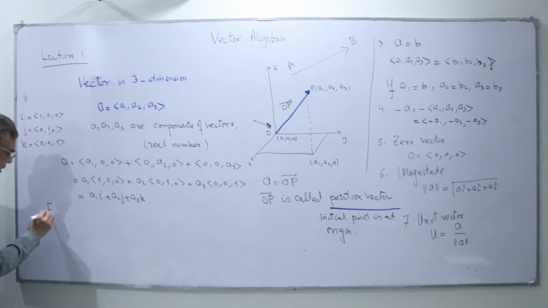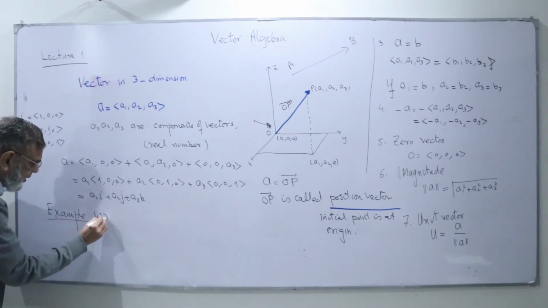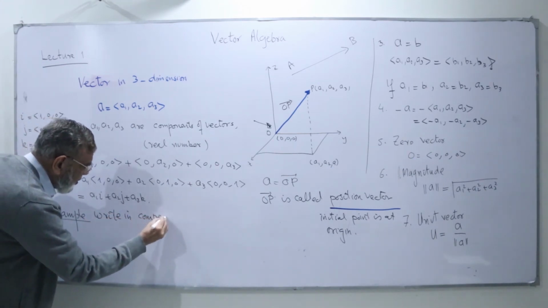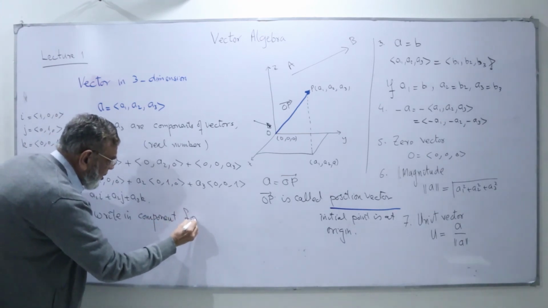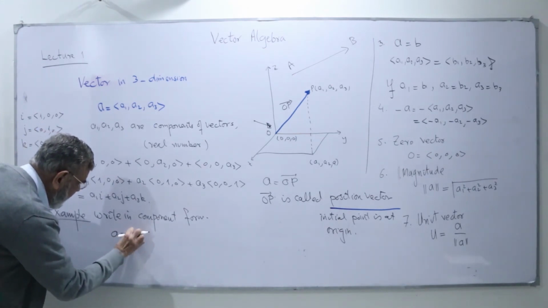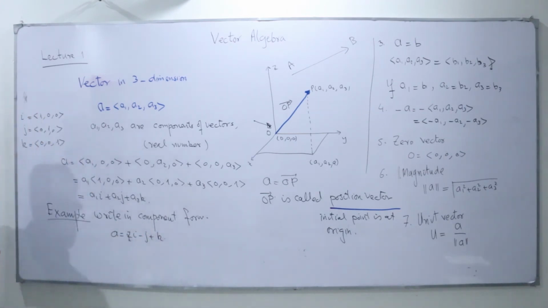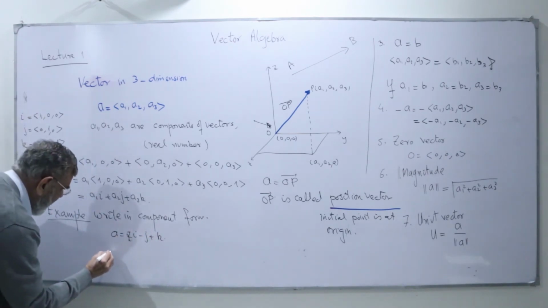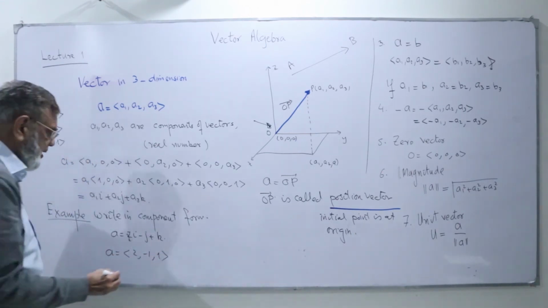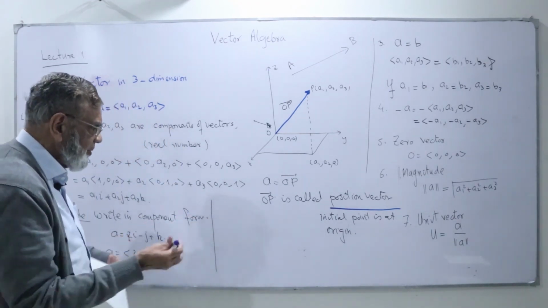We take an example. Example: write in component form. Our vector given to us is vector A. Vector A is equal to 2i minus j plus k. So this is the unit vector form. So what's my A in component form? It is equal to (2, minus 1, 1). This is the component form.